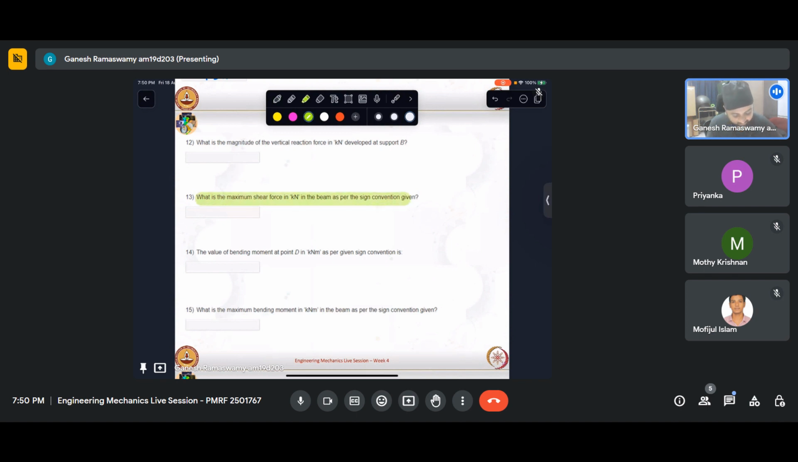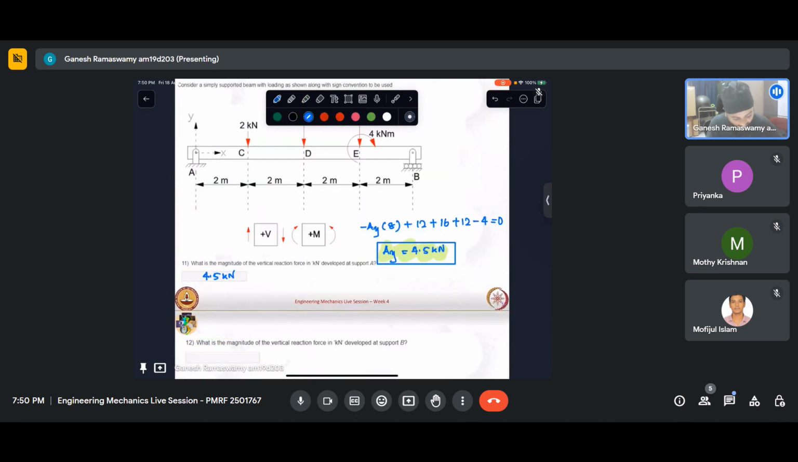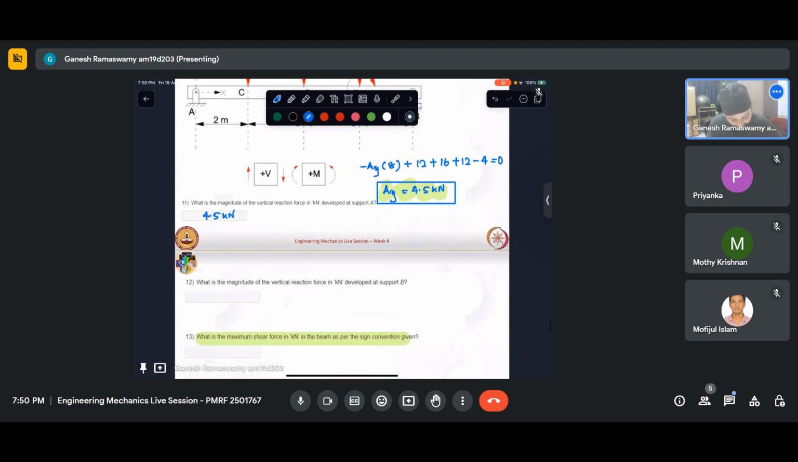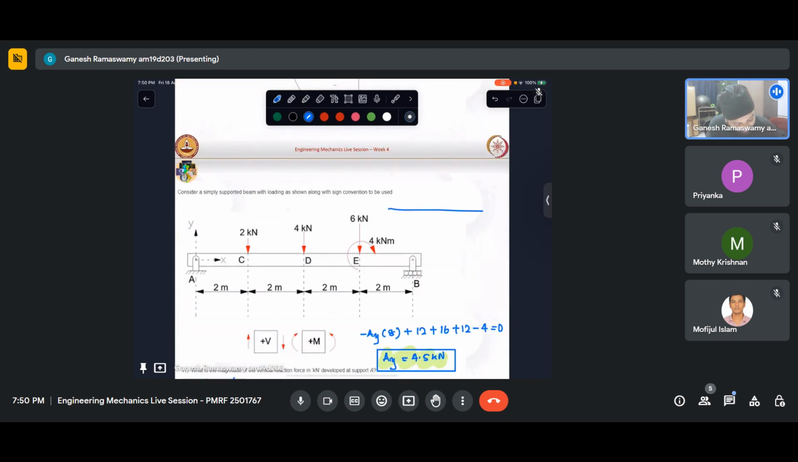Now I can see, if AY is 4.5, this goes to 4.5. Then it will get reduced by 2, then it will further get reduced by 4, then it will get reduced by 6 and close here. So I am able to see that the maximum reaction, that is the maximum shear force, would naturally occur at this end. And can I calculate that?